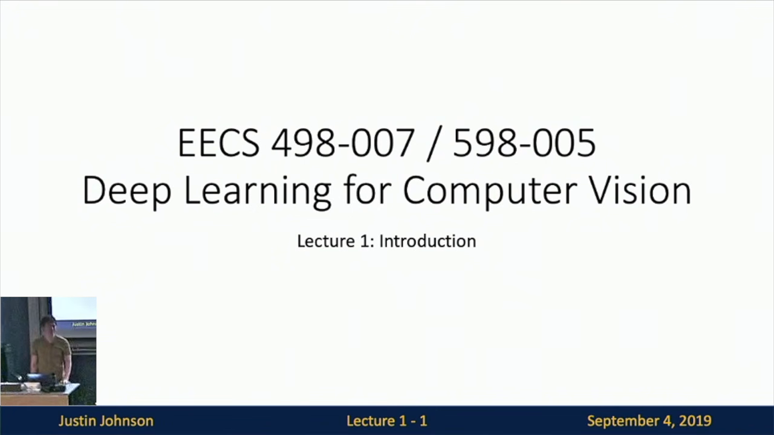Welcome to EECS 498007/598005. This special topics class taught for the first time here at Michigan on deep learning for computer vision. I wish we had a snappier, more easy to remember course number, but when you teach a special topics class, they give you numbers like this. So I'm sorry about that. But hopefully you're all in the right place.